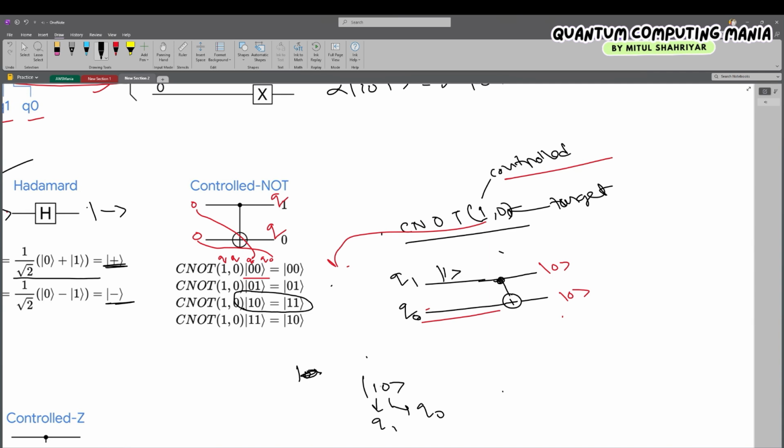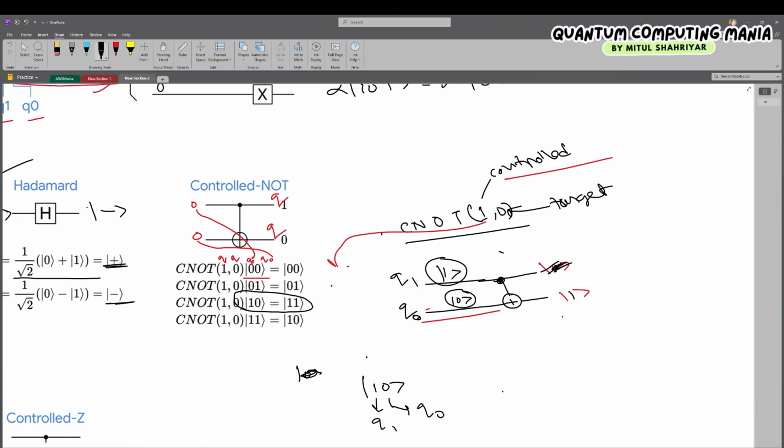And the value of qubit 0 is 0, right? Great. As mentioned, if the value of qubit 1 is 1, the value of qubit 0 should be flipped. We are not focusing on that. So this should be flipped. That means it is 0 right now, so it will be flipped to 1.